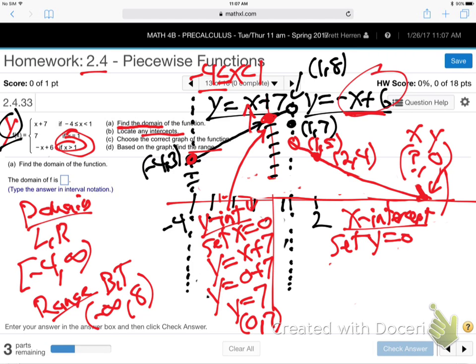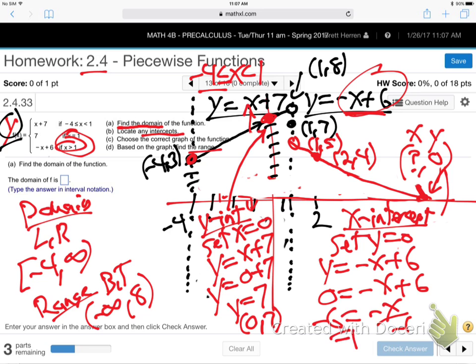What equation do I plug into? This one, because in the right section we're plugging into negative x plus 6. So you got to plug into the correct function. I'm supposed to make y 0, so make y 0 there and then solve for x. Move the 6 over, divide by negative 1, x is 6. So that's the point over 6, up 0. And we found the two intercepts.